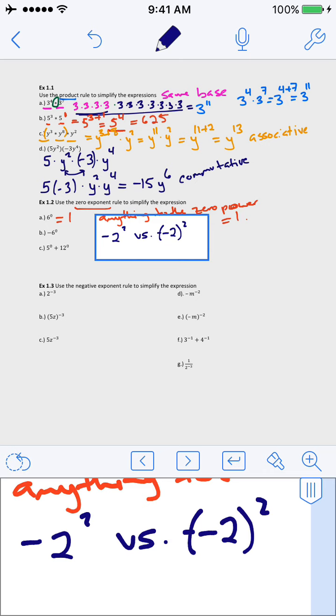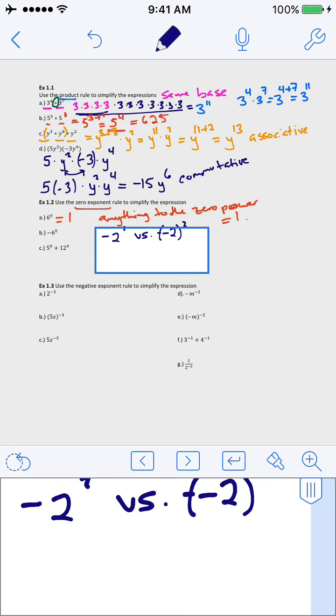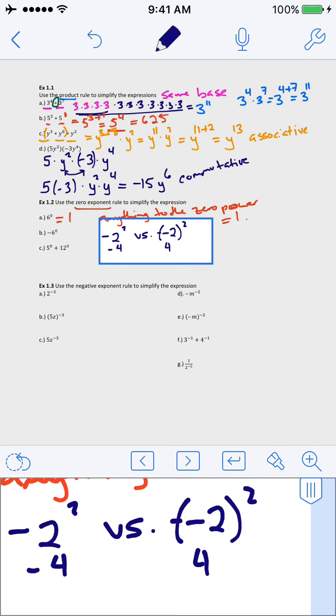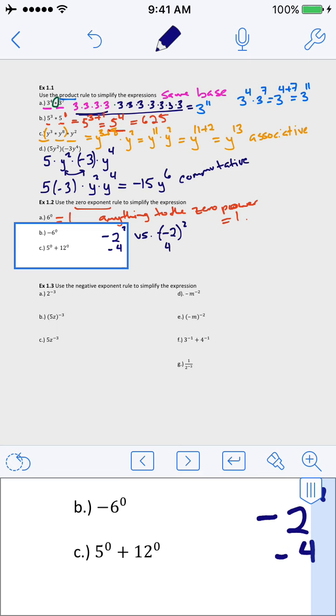Otherwise, the negative is not a part of that square part. So the first one simplifies to 4, then it is negated, right? So it's 2 times 2 simplifies to 4, and then you take the negative of that. So this one would be 4, and this one would simplify to negative 4. So there's a difference here. Remembering that, let's look back at this again.